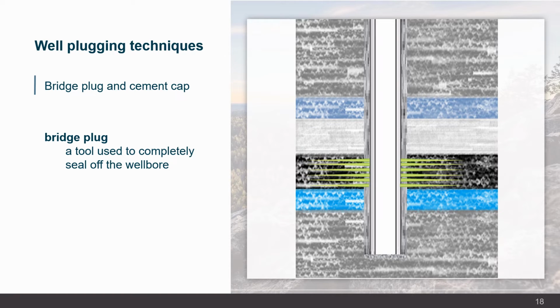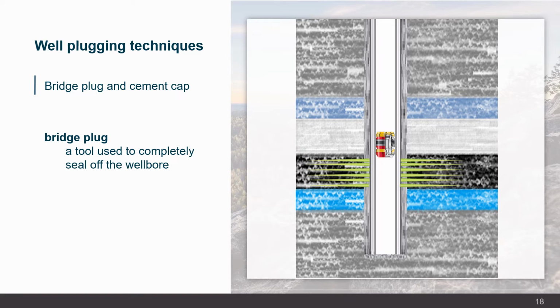Coming back to our example well, the permit holder has placed a bridge plug above the completed interval. This prevents any future flow of gas, oil, or water from the completed interval. However, to permanently plug that completed interval, a cement cap must also be placed on top of the bridge plug.